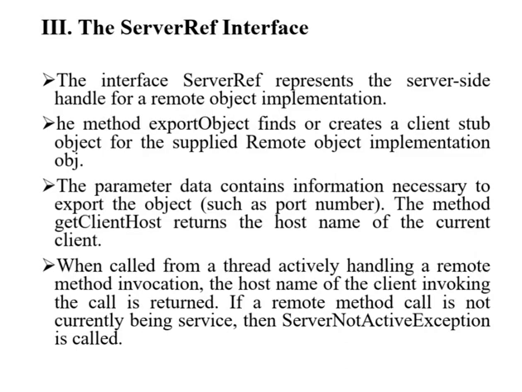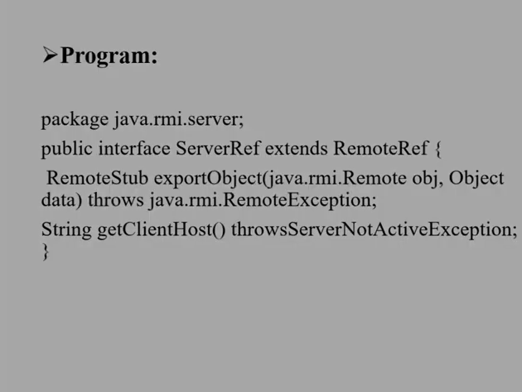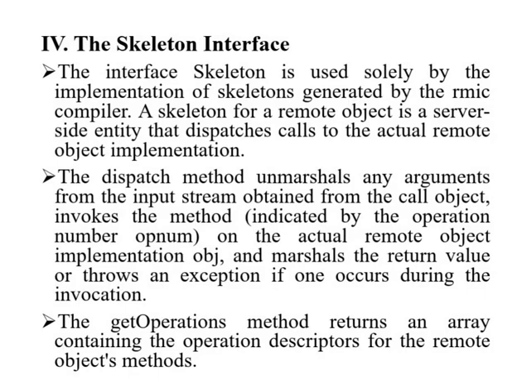The next type of interface is the Skeleton interface. The interface Skeleton is used solely by the implementation of the skeletons generated by the RMIC compiler. A skeleton for the remote object is a server-side entity that dispatches calls to the actual remote object implementation. The dispatch method unmarshals any arguments from the input stream obtained from the call object, invokes the method indicated by the operation number opnum on the actual remote object implementation, and marshals the return value or throws an exception if one occurs during the invocation.